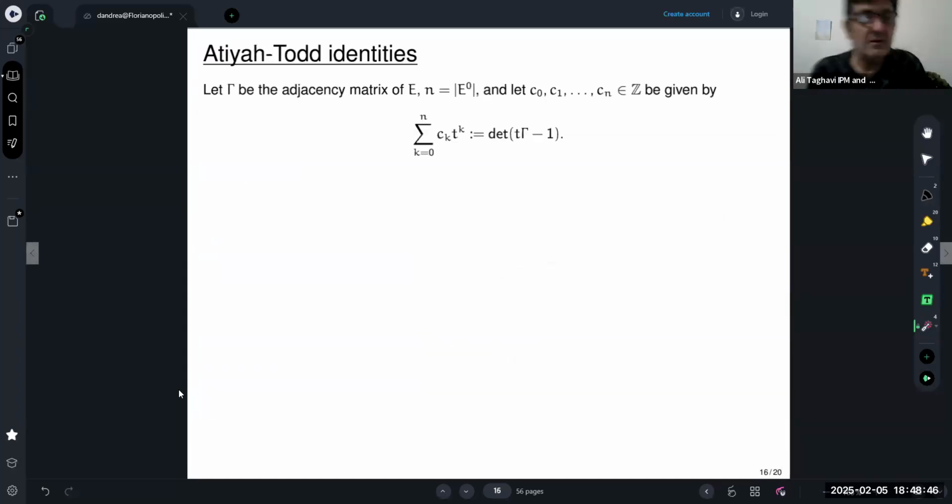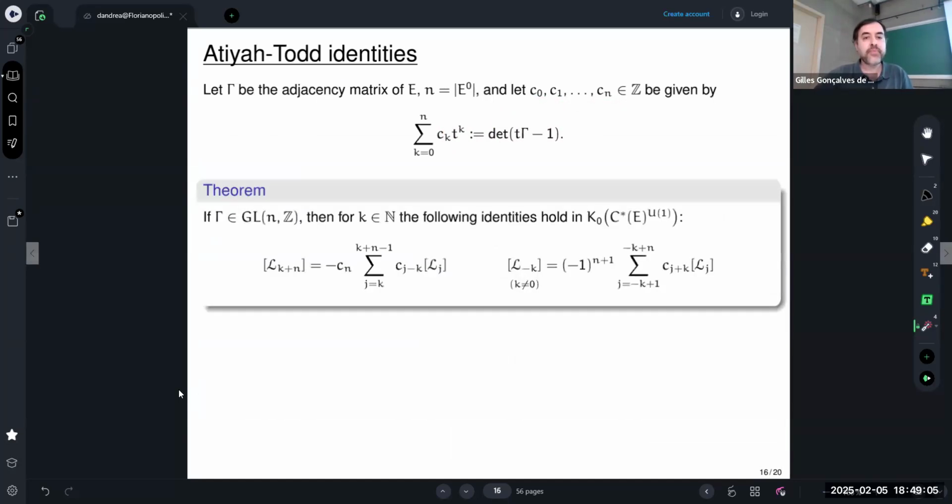Yes, thank you. I will give this last general theorem and then examples. So gamma, as before, is the adjacency matrix, and t is a formal parameter. Take the determinant of t gamma minus 1 and expand this determinant. This is an integer polynomial, and call c0, c1, up to cn the coefficients.